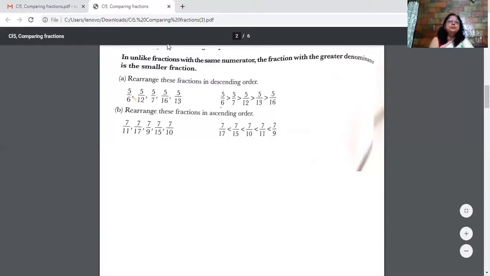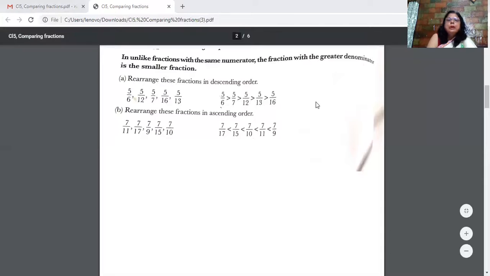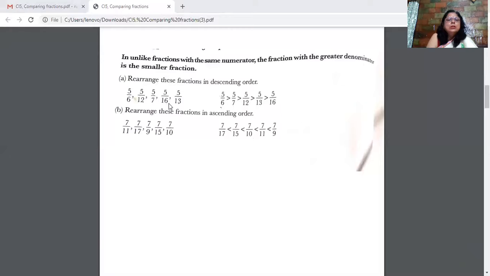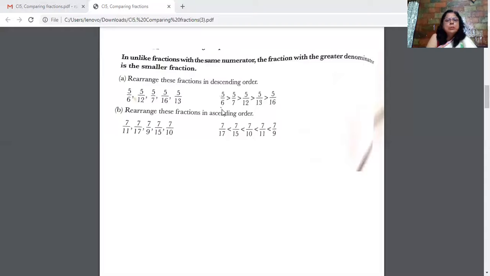So when you draw, you will find, and you shade 5 parts from each of the figures. You'll find that the one with the greatest denominator is the smallest fraction. This is just the opposite of like fractions. So you just have to know this line and you practice it. So accordingly, in descending order, the greatest fraction comes first. So 5 by 6 is greater than 5 by 7. And this is the smallest fraction. Similarly, this.